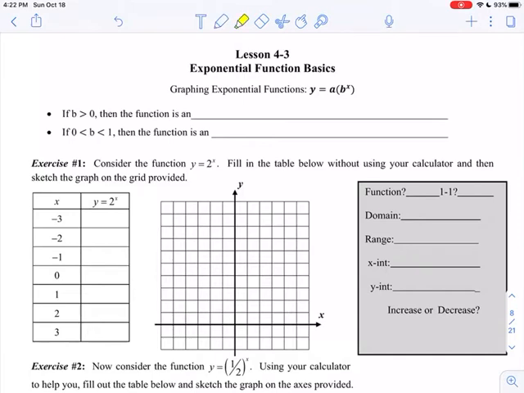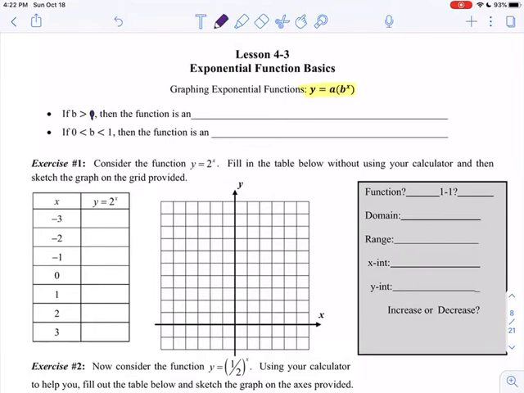Algebra 2. This is Unit 4, Lesson 3, and today we're going to talk about exponential functions. So an exponential function has an x in the exponent, right? Again, the x is the exponent. That's what I'm substituting in. That's going to be my input. So those exponents are going to be changing each time.